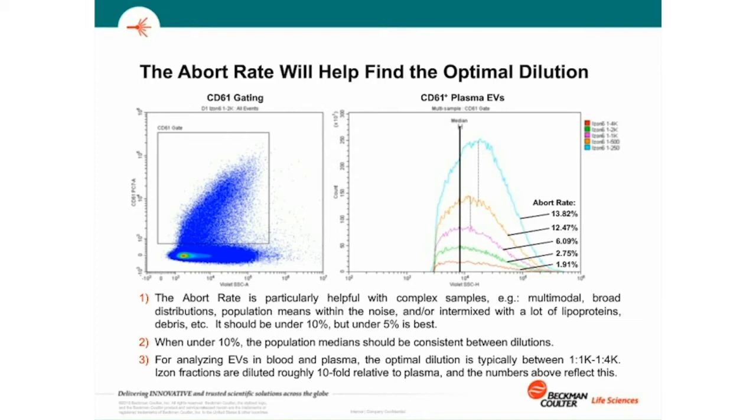So general concentrations that are optimal for blood tend to be around 1 to 1,000 to 1 to 4,000. And for exosome fractions, if you analyze exosome purified samples, each pass through the column seems to reduce the concentration roughly tenfold. So the numbers indicated in the top right actually reflect this.